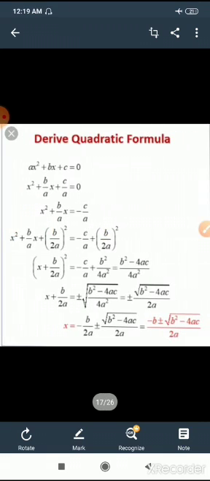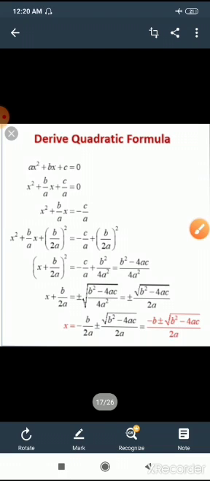So first let us see what the quadratic formula method is. Next, the quadratic formula: how to solve a quadratic equation by using the formula. This is the third method: solving a quadratic equation by using the quadratic formula. So first let us derive the quadratic formula. The same method which you follow in the completing square method, we will follow here.